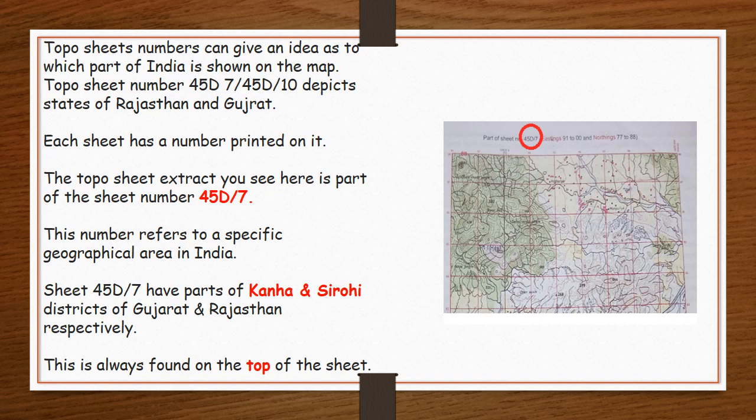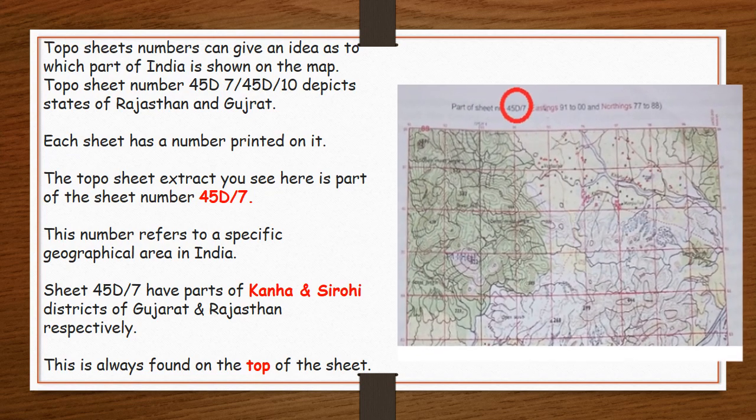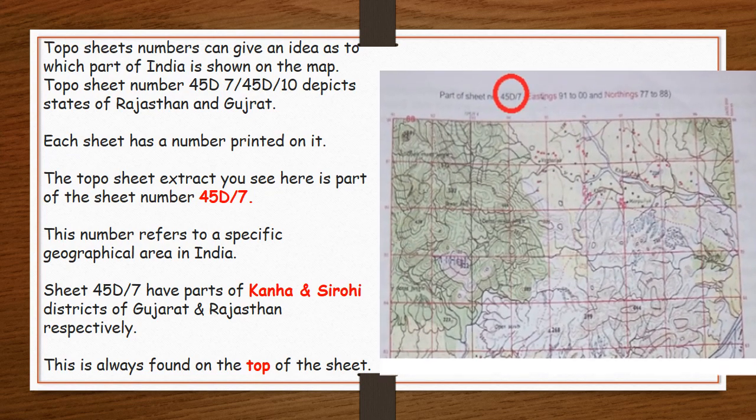So let's understand what is called the topo sheet number. Topo sheet numbers can give an idea as to which part of India is shown on the map. Topo sheet numbers 45D7 and 45D10 depict the states of Rajasthan and Gujarat. Each sheet has a number printed on it, which is always found on the top of the sheet. So the topo sheet extract you see here is part of topo sheet number 45D7.